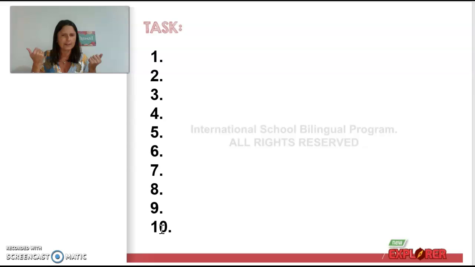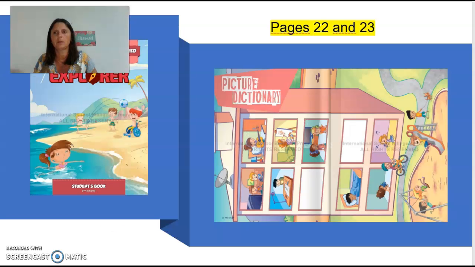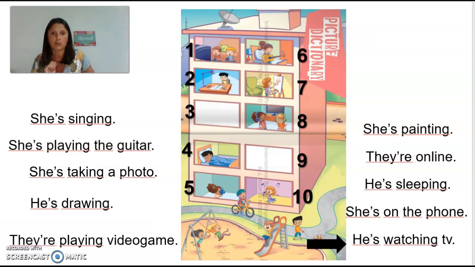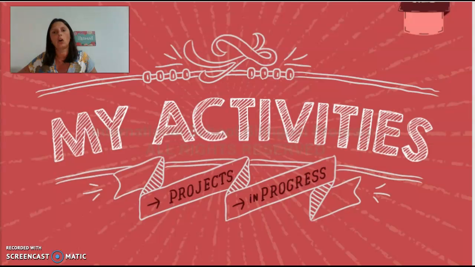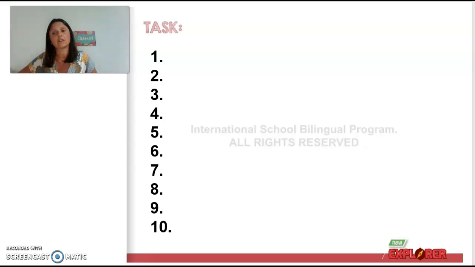Okay? So let's review all the steps. Let's review what you have to do. Student book, pages 22, 23. First, number the pictures. Then, draw number 3, draw number 9. Okay? Copy all these 10 sentences in my activities.